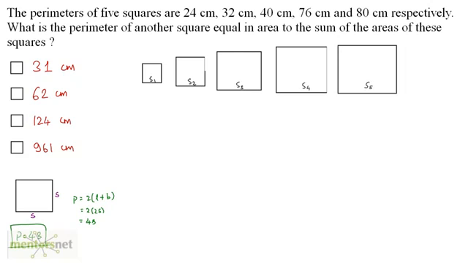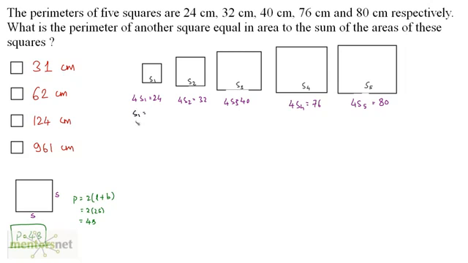Now we have been given the perimeters of each of these squares. So the perimeter of the first square is 24 centimeters, so I can write P is equal to 24, or in other words I can write 4 times S1 is 24. Here I have 4S2 is equal to 32. Now 4S3 is equal to 40 and 4S4 is equal to 76 and 4S5 is equal to 80. Okay, now I can calculate each of the values of the sides of each of the squares.